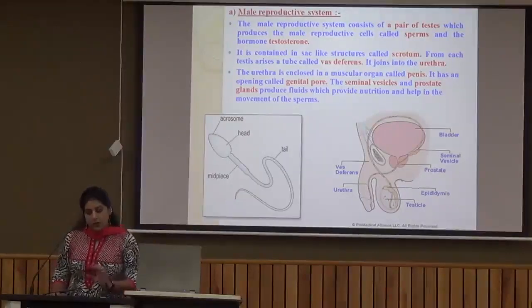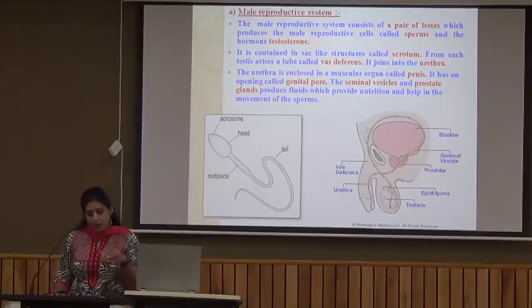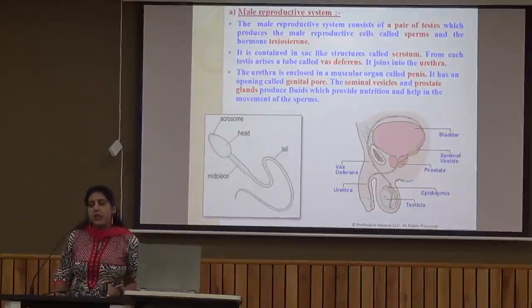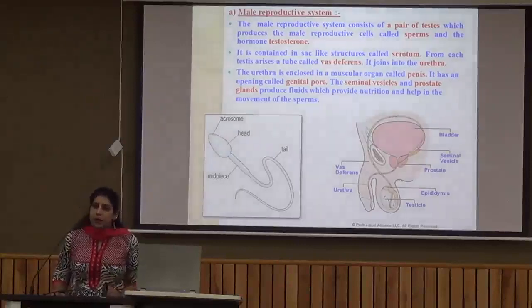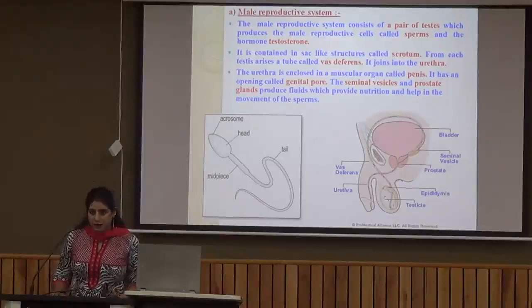So how the complete process starts here: the male reproductive system consists of a pair of testes, which is present inside the scrotum. Now this pair of testes is usually outside the body of the male because testis is responsible for the production of the hormone testosterone as well as sperms. Now the production of sperms requires 2 to 3 degrees Celsius less temperature than our normal body temperature. That's why it is outside the human body.